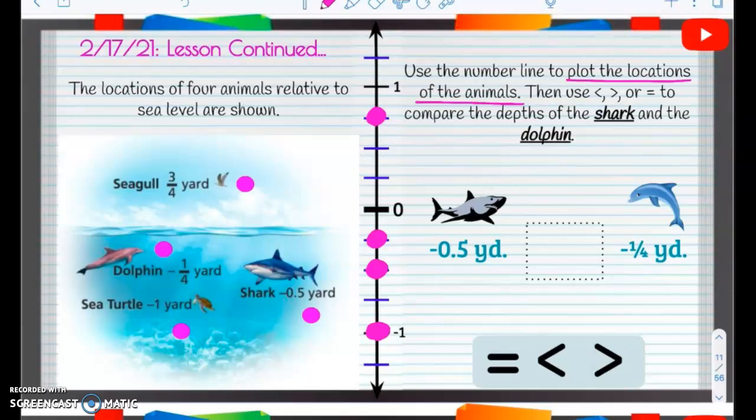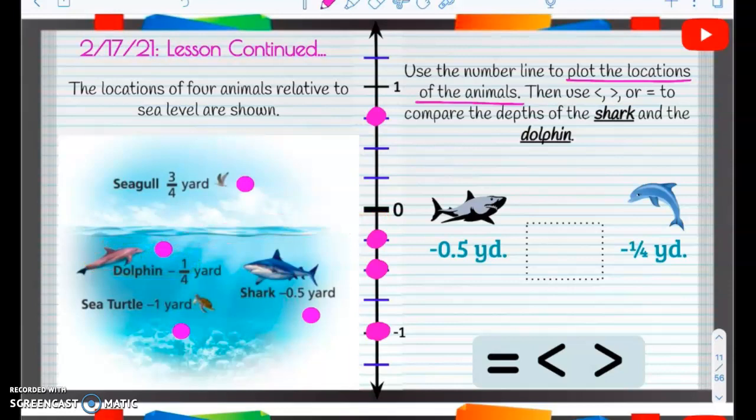Now we're going to figure out, okay, so we have the shark. We're going to compare the shark and the dolphin. Which is bigger or which is closer to 0? Well, it looks like the shark is further down, so it looks like the dolphin is closer to 0. So the dolphin is going to be greater.